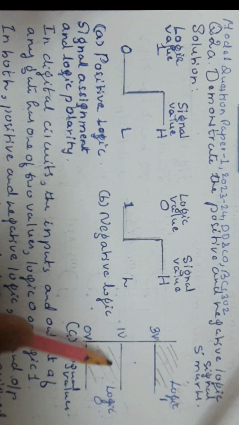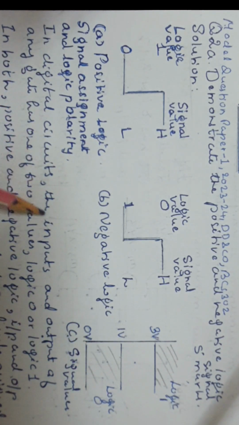So with this background, we shall see that in digital circuits, the inputs and outputs of any gate have one of two values, logic 0 or logic 1. In digital system design or digital electronics, what are the building blocks? Logic gates. They are made up of transistors, right? At the inputs, any number of inputs can be there for a logic gate, starting from one input, up to multi-input logic gates. Any number of inputs will be there, but the output is always one.